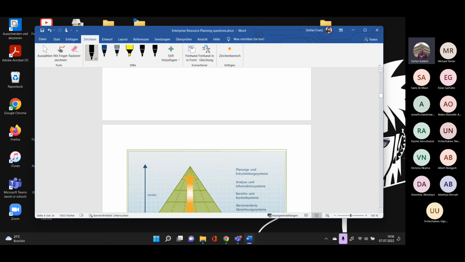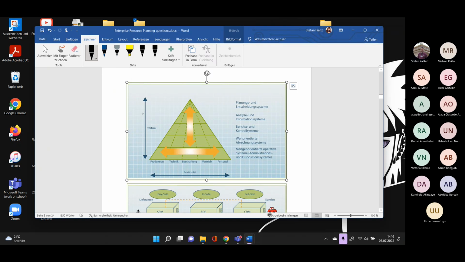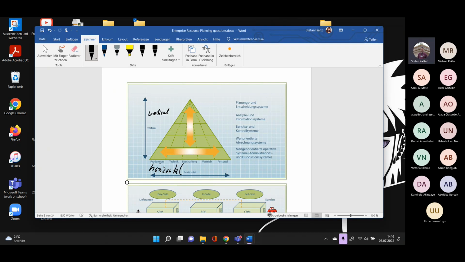Using SAP as an example. So these are the dimensions. Remember, this is vertical integration, and this is horizontal. This is for those who are not so familiar with German or have not passed the German test. This is production technology. This comes from BANF, Bedarfsanforderung, which is requisition, sales team, and human resources.